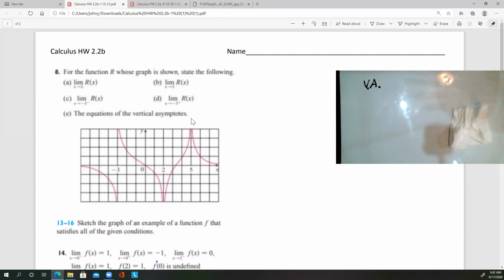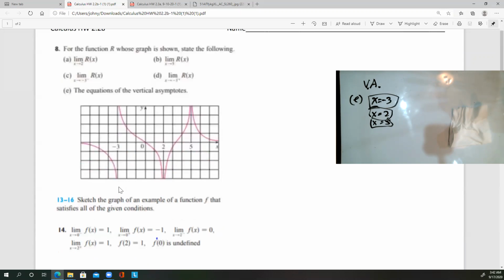It's going towards positive or negative infinity. The function has to be approaching plus or minus infinity. What's the equation of this line? For number E, it's going to be x equals -3. If you do not put x equals, the College Board will count it wrong. So put x equals -3, x equals 2, and x equals 5. That's your VA, or vertical asymptote. My P is not silent. Anyways, so there it is for number 8.